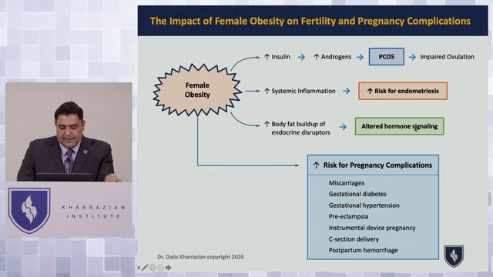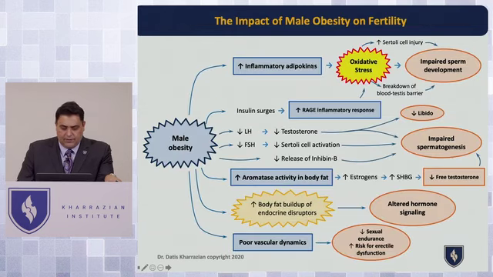And at the end of the day, when you look at the research and the literature published on female obesity, it really impacts every major complication for pregnancy: miscarriages, gestational diabetes, gestational hypertension, preeclampsia, instrumental device pregnancy, C-section, postpartum hemorrhage. So there's impacts on the mother and there's impact on the newborn because of the obesity.